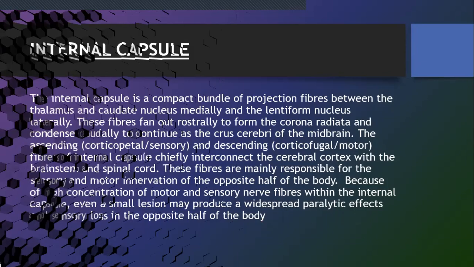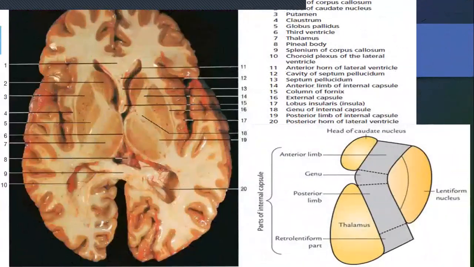Okay, then let's look at this. This is the internal capsule. Now this is your thalamus. This is your caudate nucleus. This is the head of the caudate nucleus. This is your lentiform nucleus here, which is composed of the globus pallidus here and the putamen. Now you can see the thalamus and the caudate nucleus are aligned medially and the lentiform nucleus laterally.